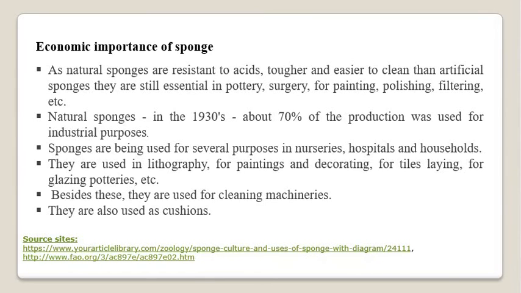But nowadays, my dear students, because of more advancement in science, a number of artificial things have been prepared, and these artificial things have now replaced humans, as well as natural things like sponges. Previously, sponges were used in pottery, surgery, paintings, polishing, filtering, or in nurseries and hospitals. But now, today, their place has been taken by artificial things. Artificially, we have made so many things which are going to replace the natural things, right?